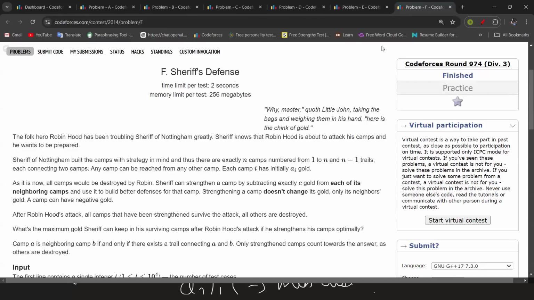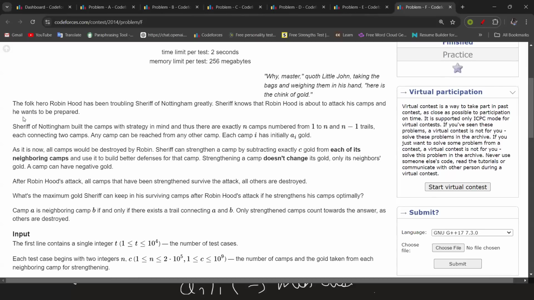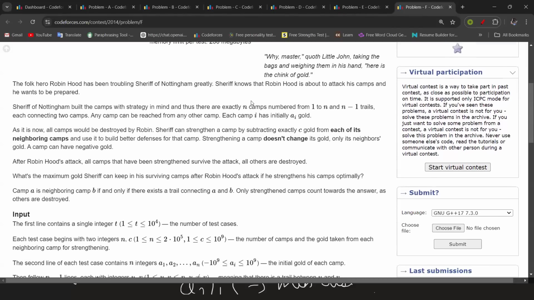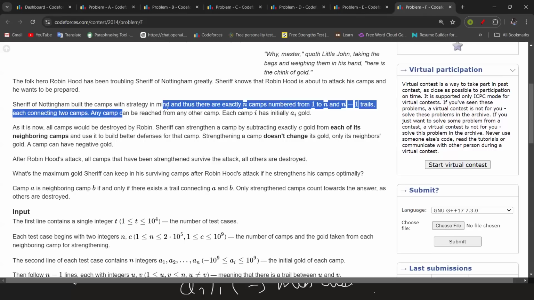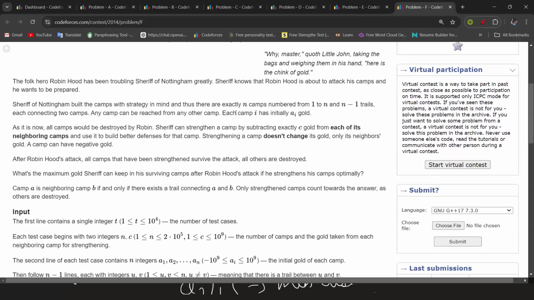Okay, let's move to the problem F now. So in F, we are given the folk hero Robin Hood has been troubling Sheriff for years. Okay, so Sheriff of Nottingham builds the camps with strategy in mind. Thus, there are exactly n camps numbered from 1 to n and n minus 1 trails, each connecting two camps. Any camp can be reached from any other camp. Each camp i has initially a_i gold.